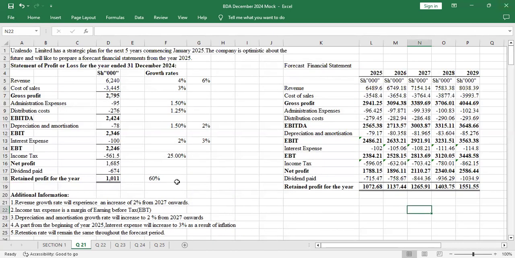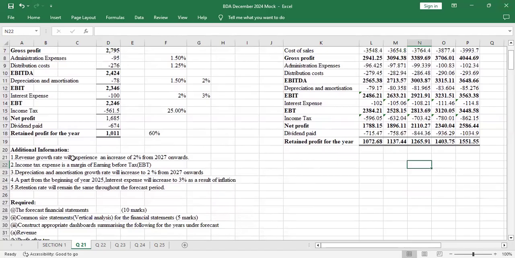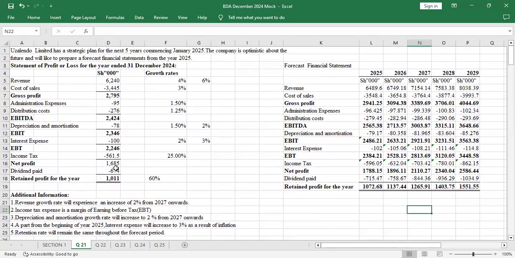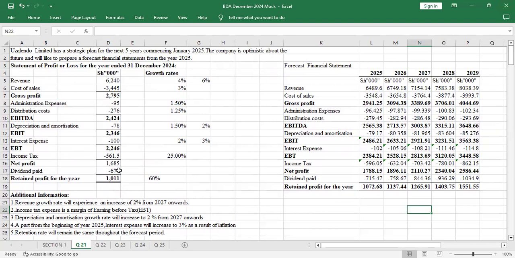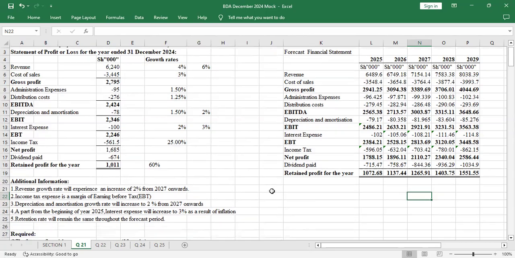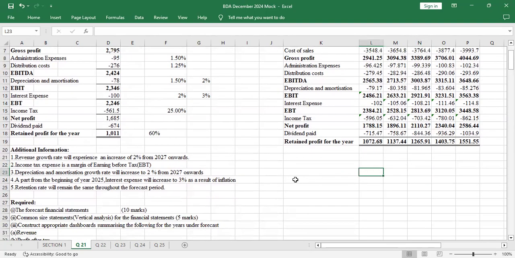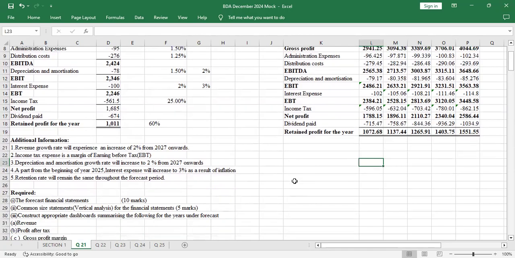The secret in forecasting financial statements is that you have to understand the additional information. If you're told there's an increase of 2%, then it means that you add that 2% to the original growth rate. If you're told there's an increase to 2%, then you abandon the previous one and use the 2% moving forward. It's just your understanding of the English language, to or by. You just have to get the difference. That's what the examiner tests when it comes to forecasting.